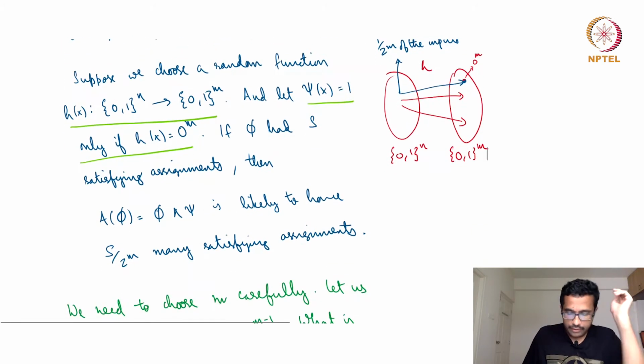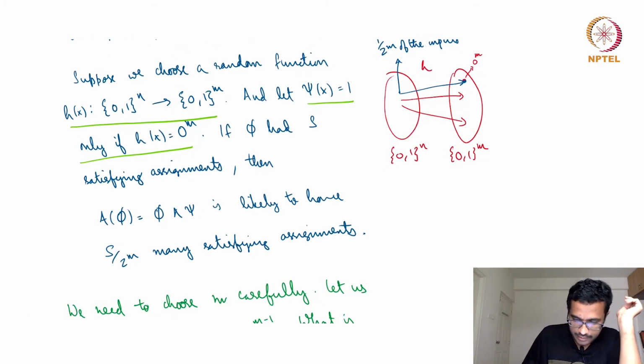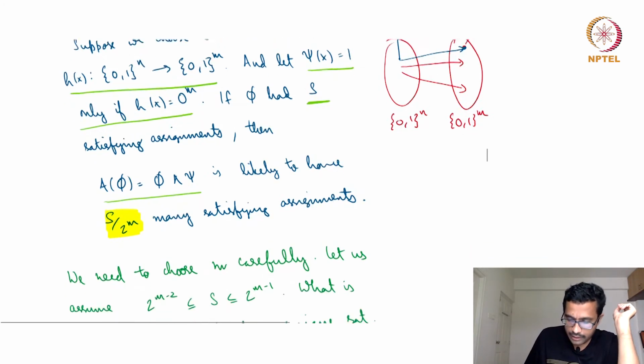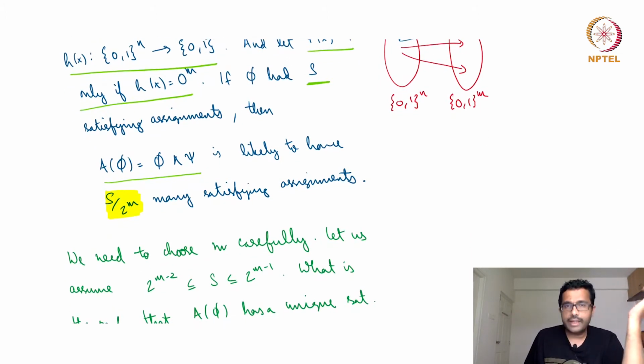So again, what I said earlier, just written down: if phi had s number of satisfying assignments, then a phi, which is just phi and psi, is just a fraction of the satisfying assignments that go to all zeros. And we have already said that the fraction is likely to be 1 divided by 2 power m. So it is likely to have s divided by 2 power m many satisfying assignments, right? So now all that we need to do is, what should be m?